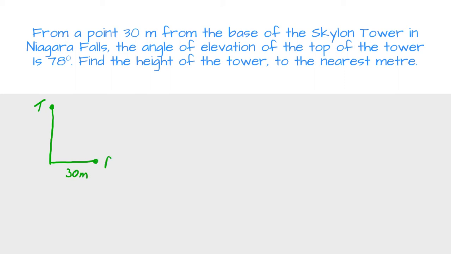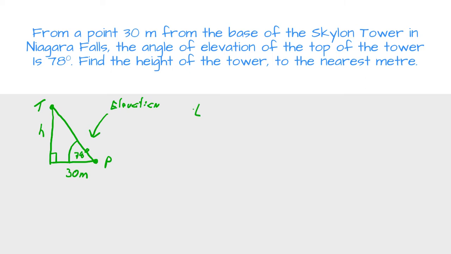So this is my point of view. And the problem says the angle of elevation of the top is 78 degrees. So there is my angle of elevation. I'm on the ground looking up. And now we have our 3 right triangle ratios. In this case, I've got to find the height of the tower. So my h is unknown, and my adjacent side from my angle is 30.